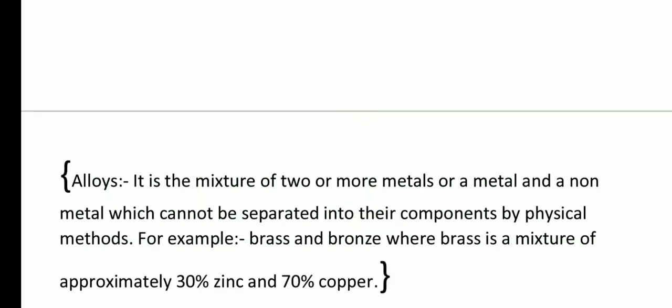Now let us know about alloys. An alloy is a mixture of two or more metals or a metal and a non-metal which cannot be separated into their components by physical methods. For example, brass and bronze, where brass is a mixture of approximately 30% of zinc and 70% of copper.